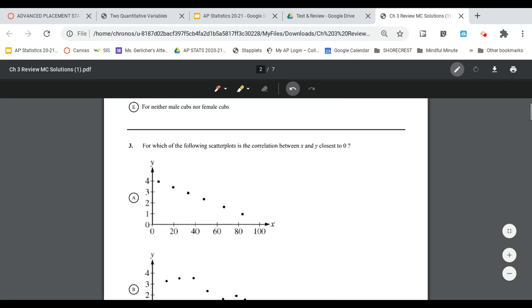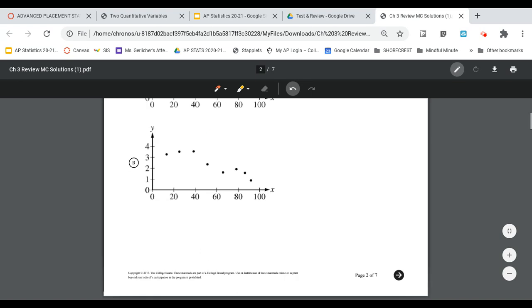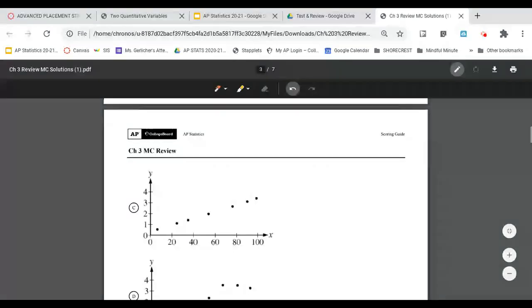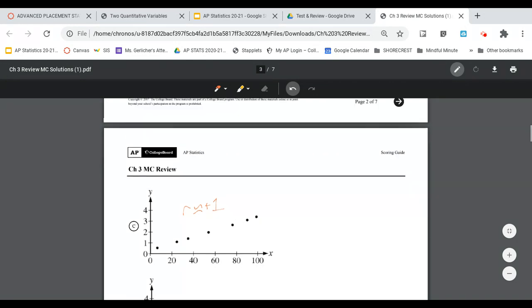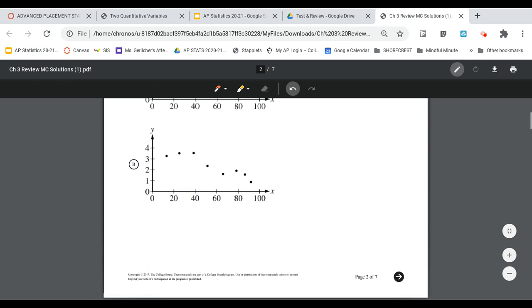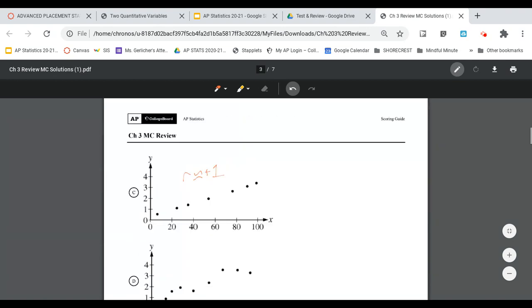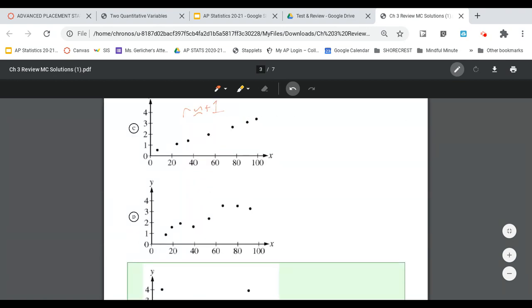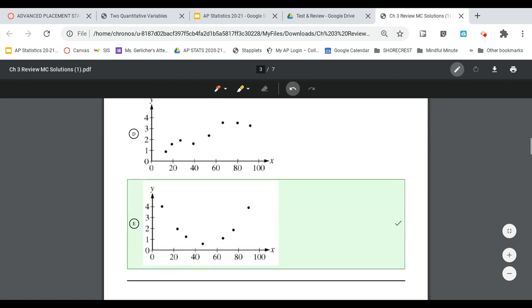Okay, so let's narrow down the ones we know for sure right off the bat. This one is pretty much exactly a line. So this is really close to an R of -1 because it has a negative slope. C is really close to an R of +1 because it is a positive slope. So now we're down to kind of the curvy ones. There's B, there's D, which looks a lot like B. It's just going up rather than down. And then E is this other thing.